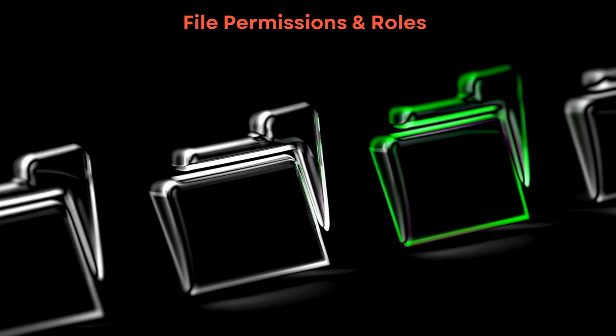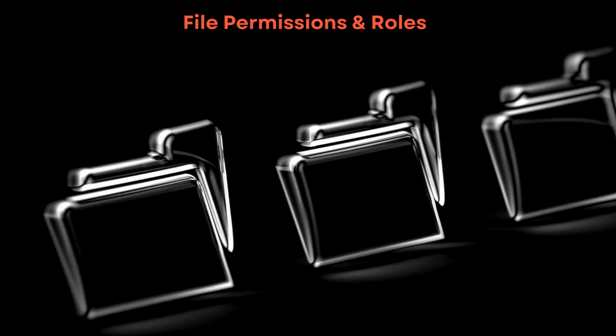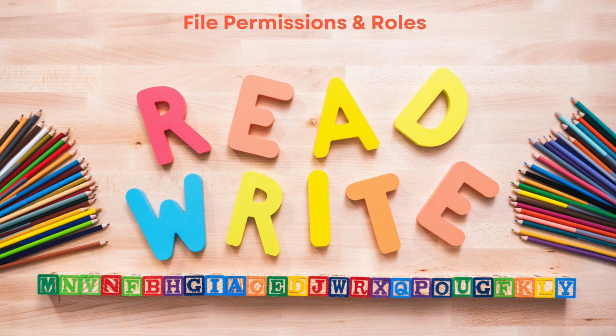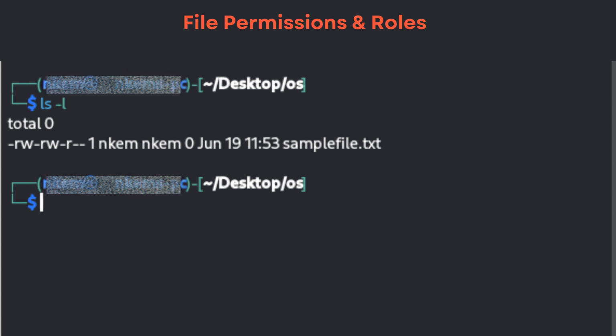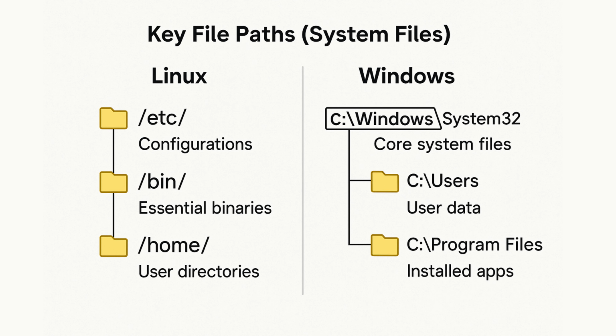Every file and folder on a system has associated permissions, rules that define who can read, write, or execute them. In Linux, use ls -l to view permissions. In Windows, permissions are handled through file properties and user roles: administrators, users, guests. Attackers often try to escalate their privileges by modifying permissions or accessing sensitive files. Monitoring changes to permissions is a key defensive technique.